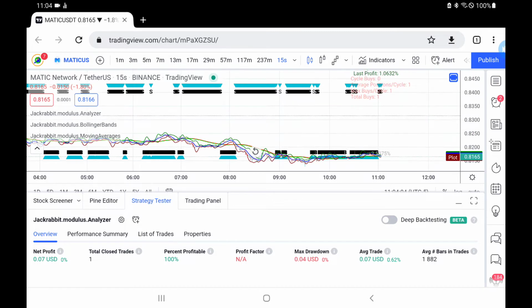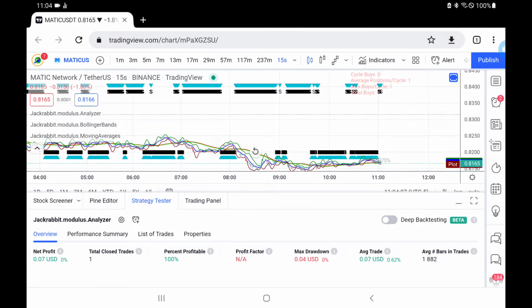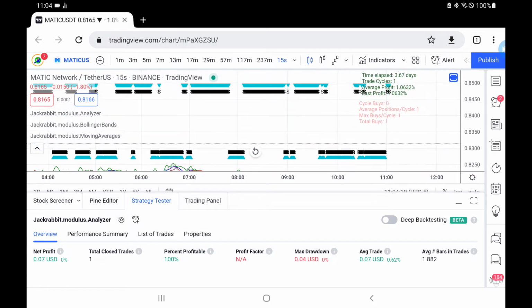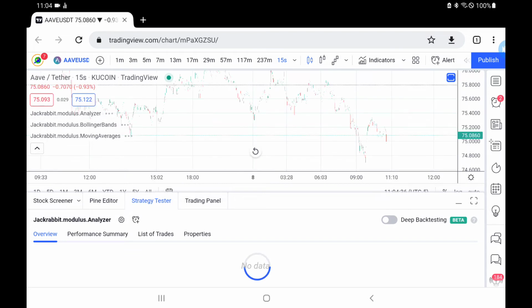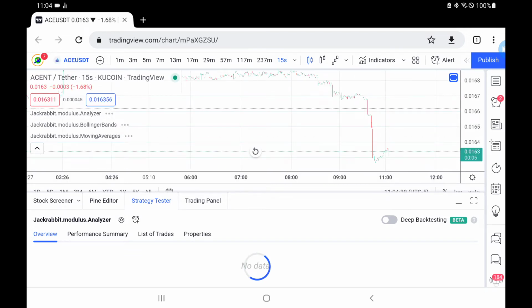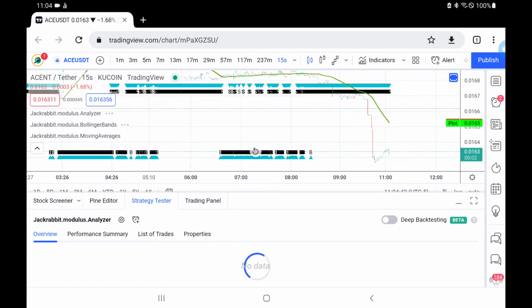Let's expand this up a little bit. And you'll see with Matic that it made only one position. So it's pretty much a one-hit wonder with this particular coin. Again, not bad. Fairly reasonable, fairly consistent, and it just does a good job. So let's see if we can find a coin that has a lot more fun to it. Okay, let's see. Maybe we'll get lucky and this one will load.